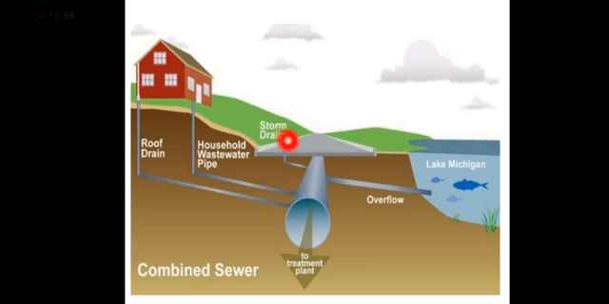The storm water from the pavement, from the roads, and also from the side of the road also comes in this, and this directly goes to the treatment plant. That is called combined sewerage system.